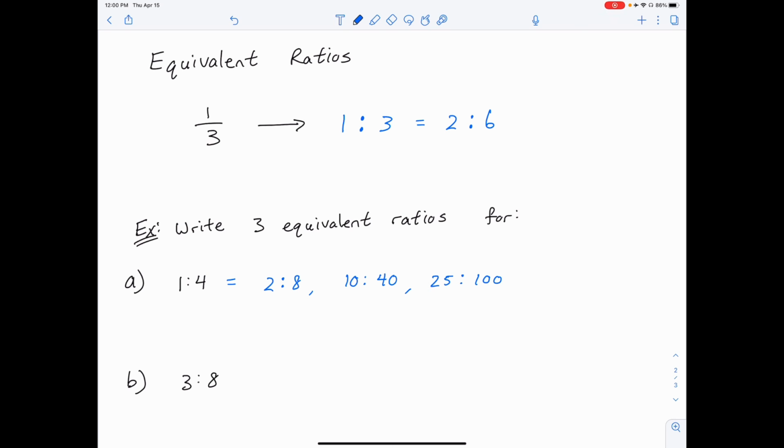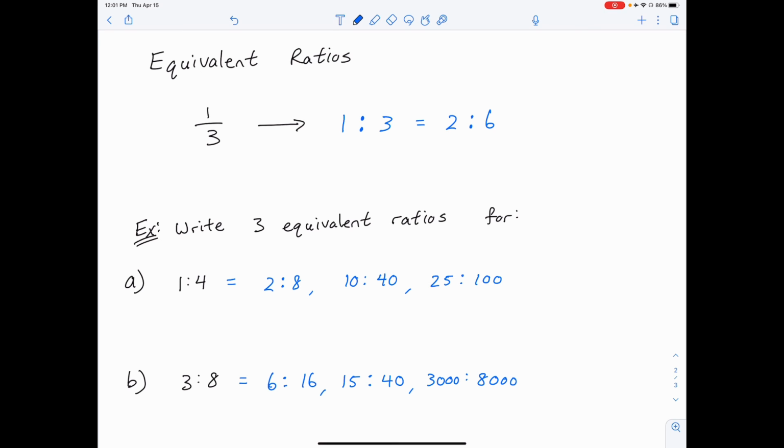The concept applies exactly the same as equivalent fractions. 3 to 8, same thing. We can double it if we wanted to. So 6 to 16. We can multiply both by 5, for example. 15 to 40. And just for fun, we'll multiply both by 1,000 again. So 3,000 to 8,000.